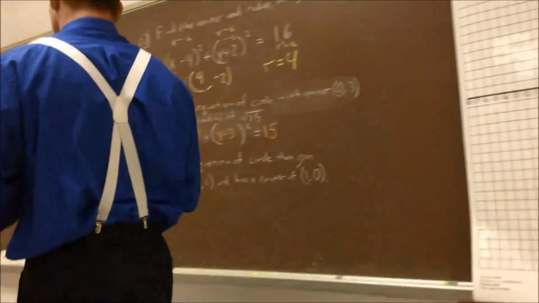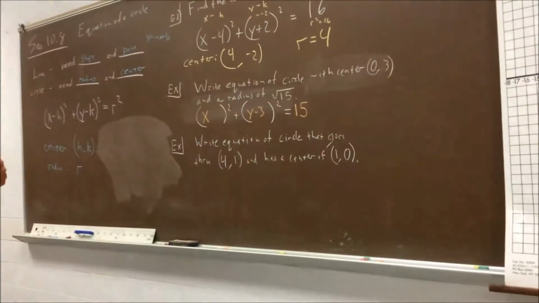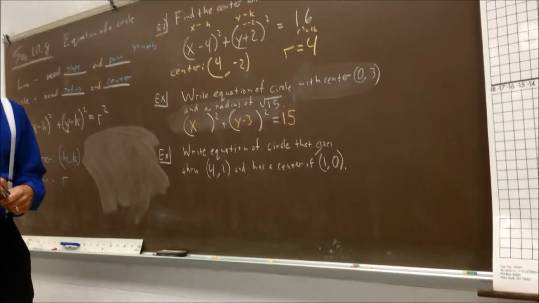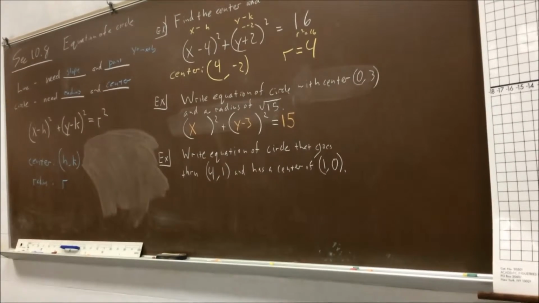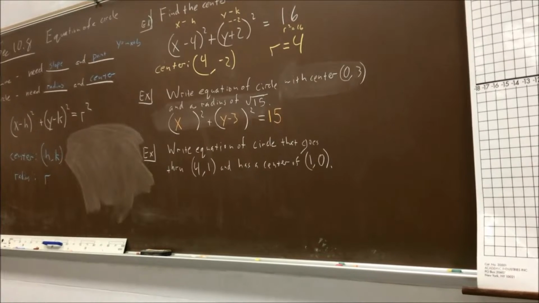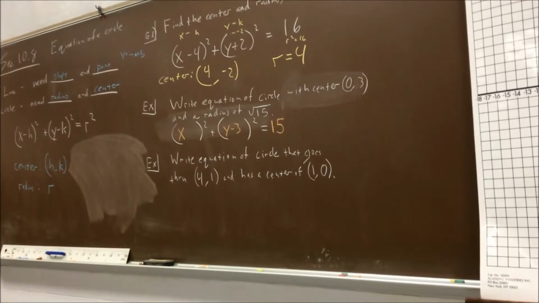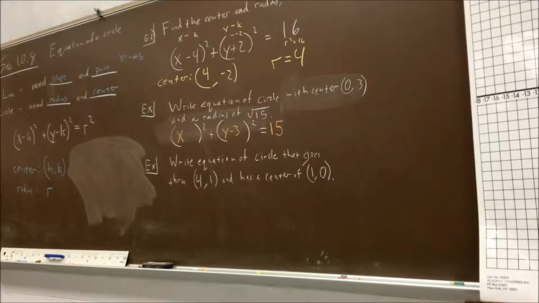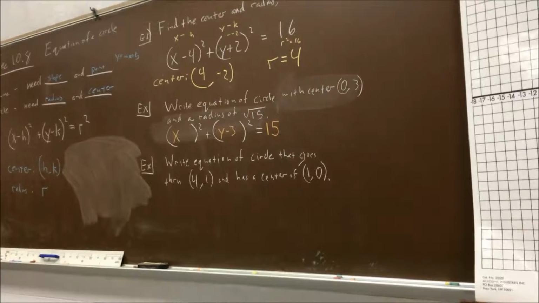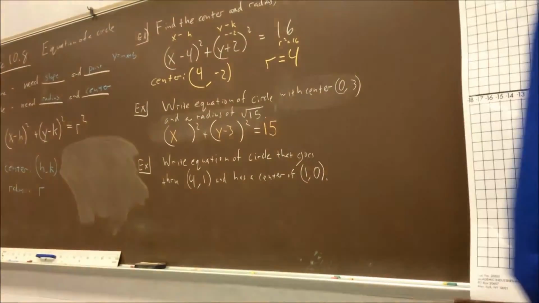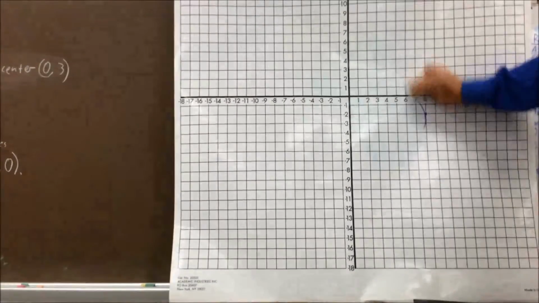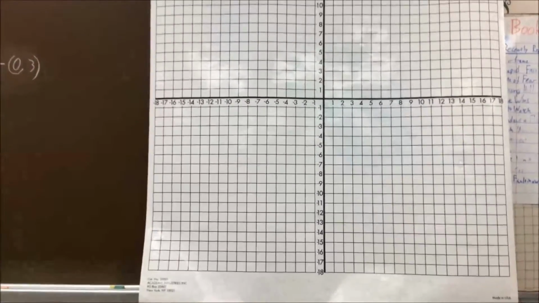All right, then the last one we have here in our examples. Write an equation of a circle that goes through (4, 1) and has a center of (1, 0). What's the problem with this? We need two things. We need a center and a radius. What are we missing from this? Radius. We're missing a radius, aren't we?